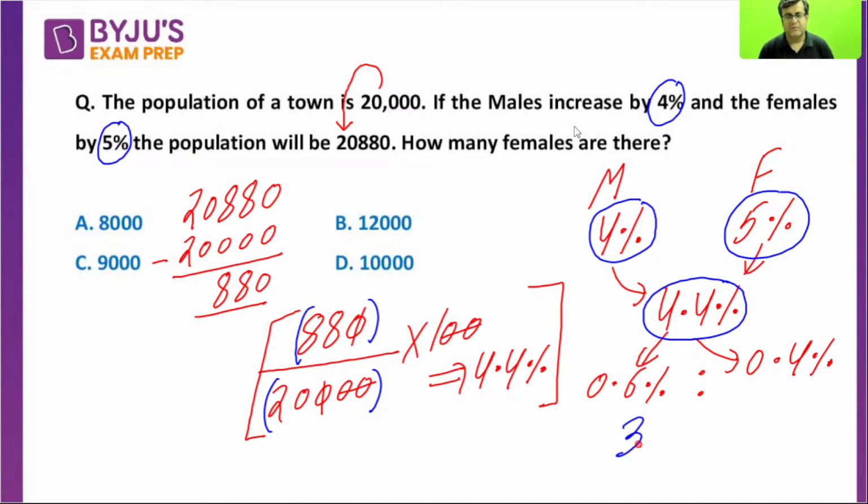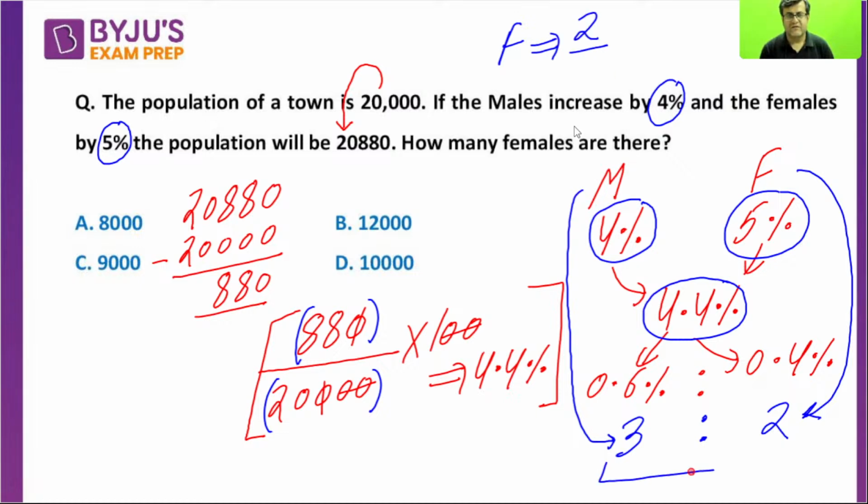So 2 3s are, 2 2s are. Percentage cancel out. Decimal cancel out. So male are 3. Female are 2. As they are asking female, it is 2. Total is 2 plus 3, 5. Total population is 20,000. 5 4s are 4, 2 4s are 8. 8,000. A option is absolutely right.